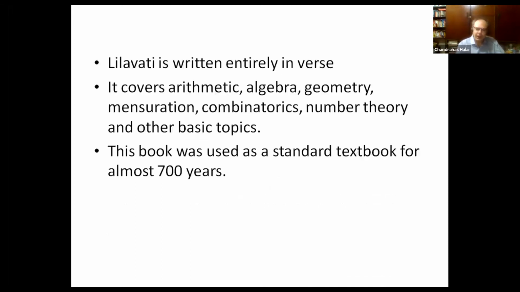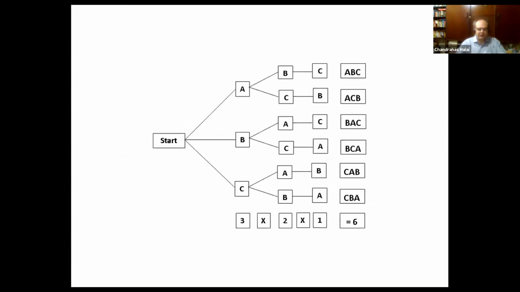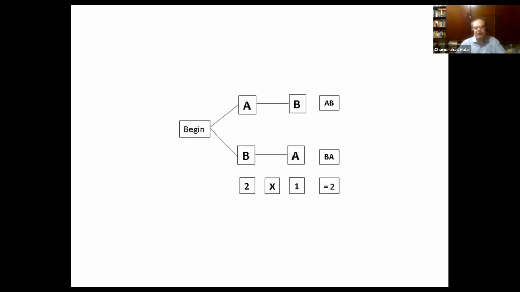So now, suppose we have two objects, namely A and B. We can arrange them in two different ways. In the first position, we can have A, and in the other we can have B. So we have two options for the first position, A or B. Then in the second position, I can have B, and here in the second position, I can have A. So if I have two objects, I can arrange them in two different ways, AB and BA.